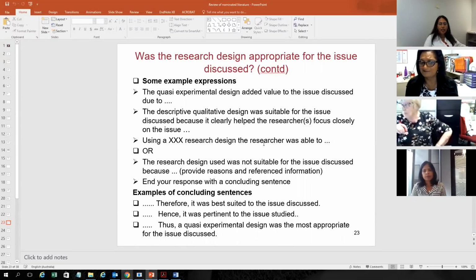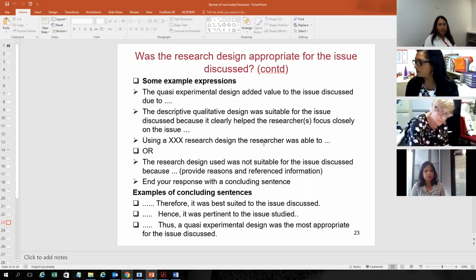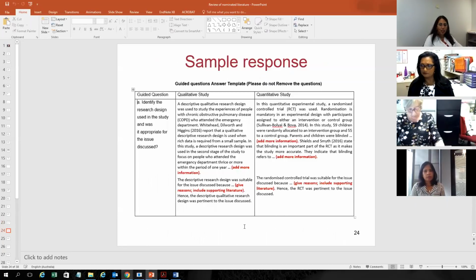Thanks, Shija. And here are some example expressions. The quasi-experimental design added value to the issue discussed due to, or the descriptive qualitative design was suitable for the issue discussed because. So here are some example expressions that you could use. And when you finish that section, end with a concluding sentence. Therefore, it was best suited to the issue discussed, or hence it was pertinent to the issue discussed. Now here's a sample example. This is how you need to set it out. I'll give you a few seconds to read it.